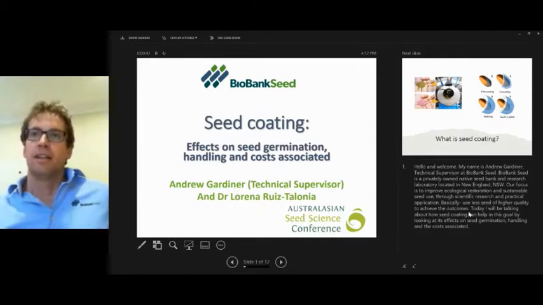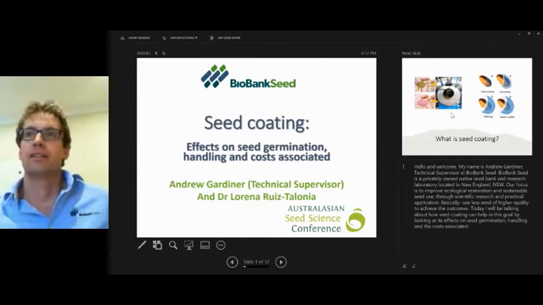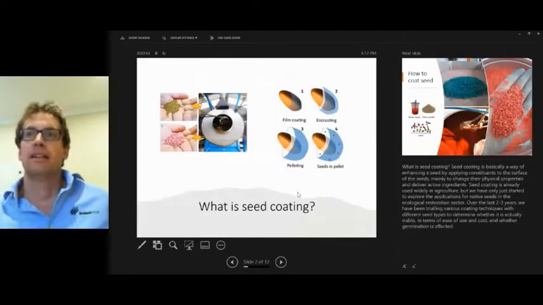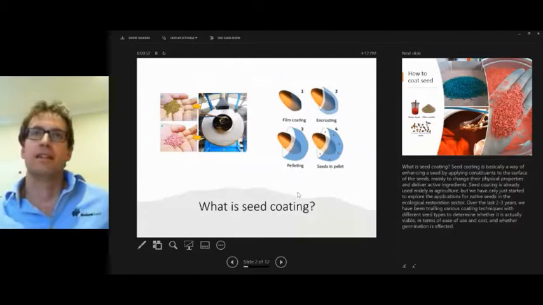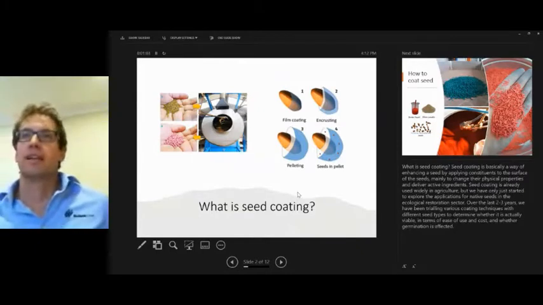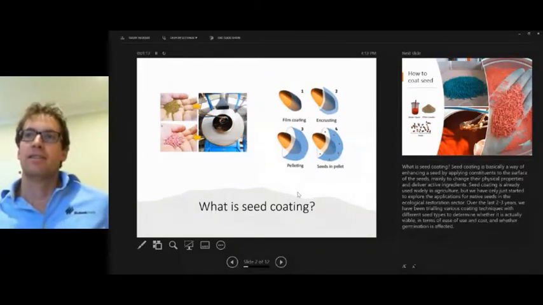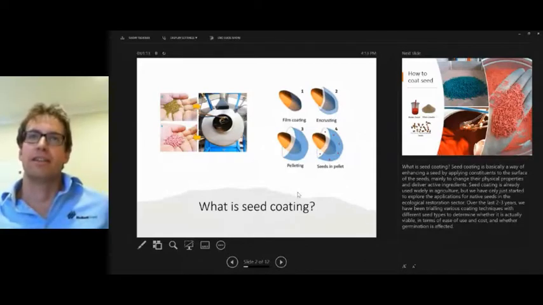So, what is seed coating? Seed coating is basically a way of enhancing a seed by applying constituents to the surface of the seeds, mainly to change their physical properties and deliver active ingredients. Seed coating is already used widely in agriculture, but we've only just started to explore the applications for native seeds in the ecological restoration sector. Over the last 2 or 3 years, we've been trialling various coating techniques with different seed types to determine whether it's actually viable in terms of ease of use and cost, and whether germination is effective.